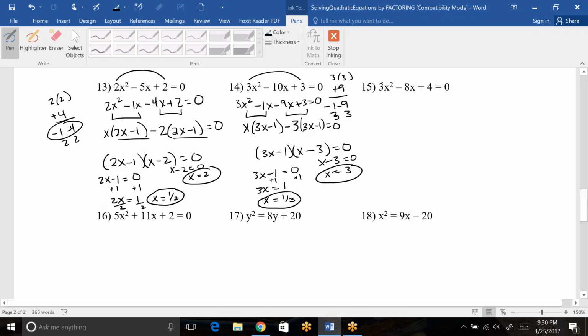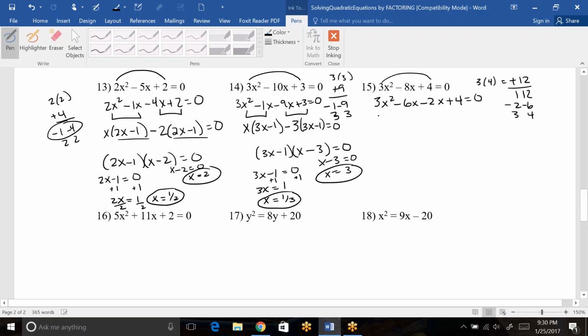Okay, so then we get into 15, which is 3 times positive 4, which would make positive 12. Factors of 12 are 1 and 12, 2 and 6, and 3 and 4. We need it to add to negative 8, but multiply to positive 12, so that has to be negative 2 and negative 6. I'm going to put the negative 6x first, just to show you that it doesn't matter which one you write first out of the pair.